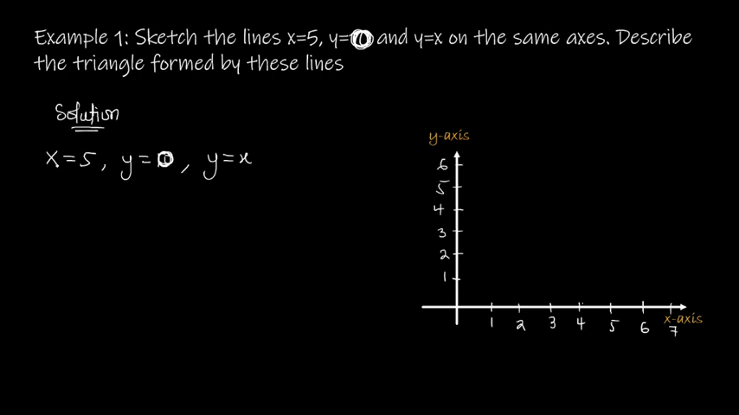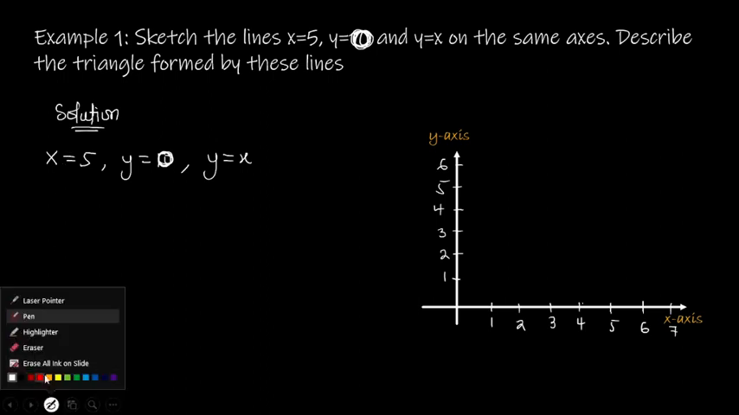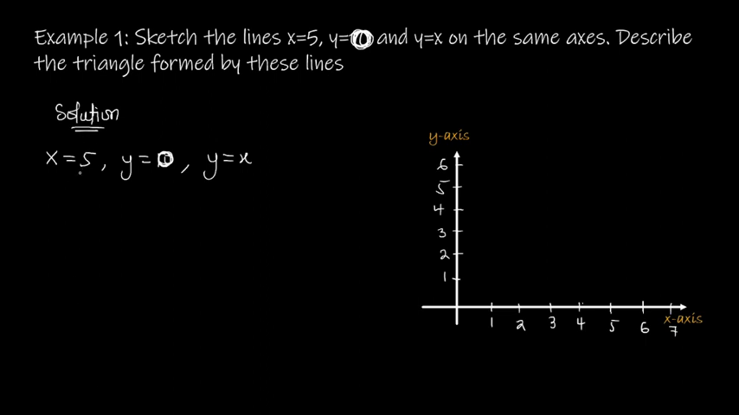The first one we have is x is equal to 5. As we've seen in the previous illustration, whenever we have just x is equal to a number, it is going to be vertical and parallel to the y-axis. So we have here x is equal to 5. Okay, so this is our line.